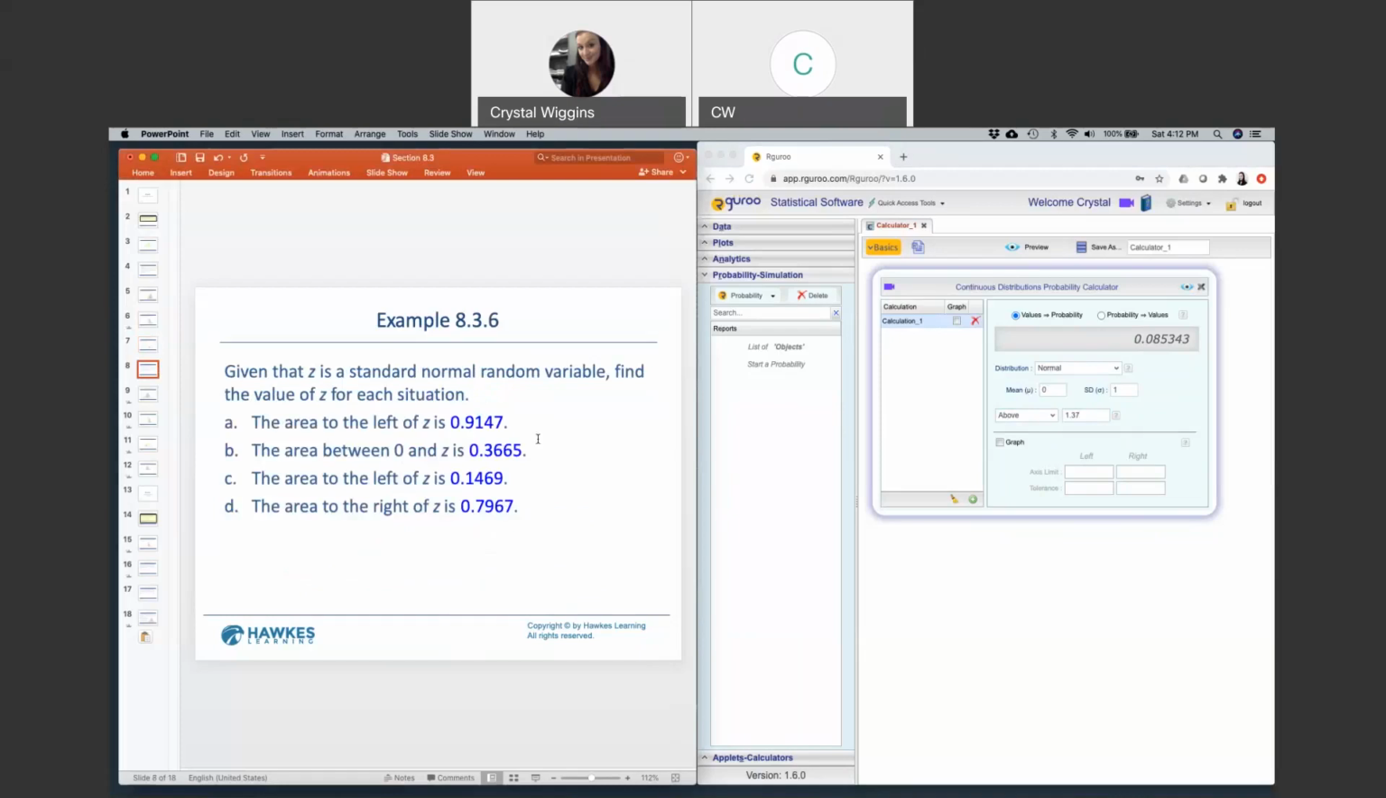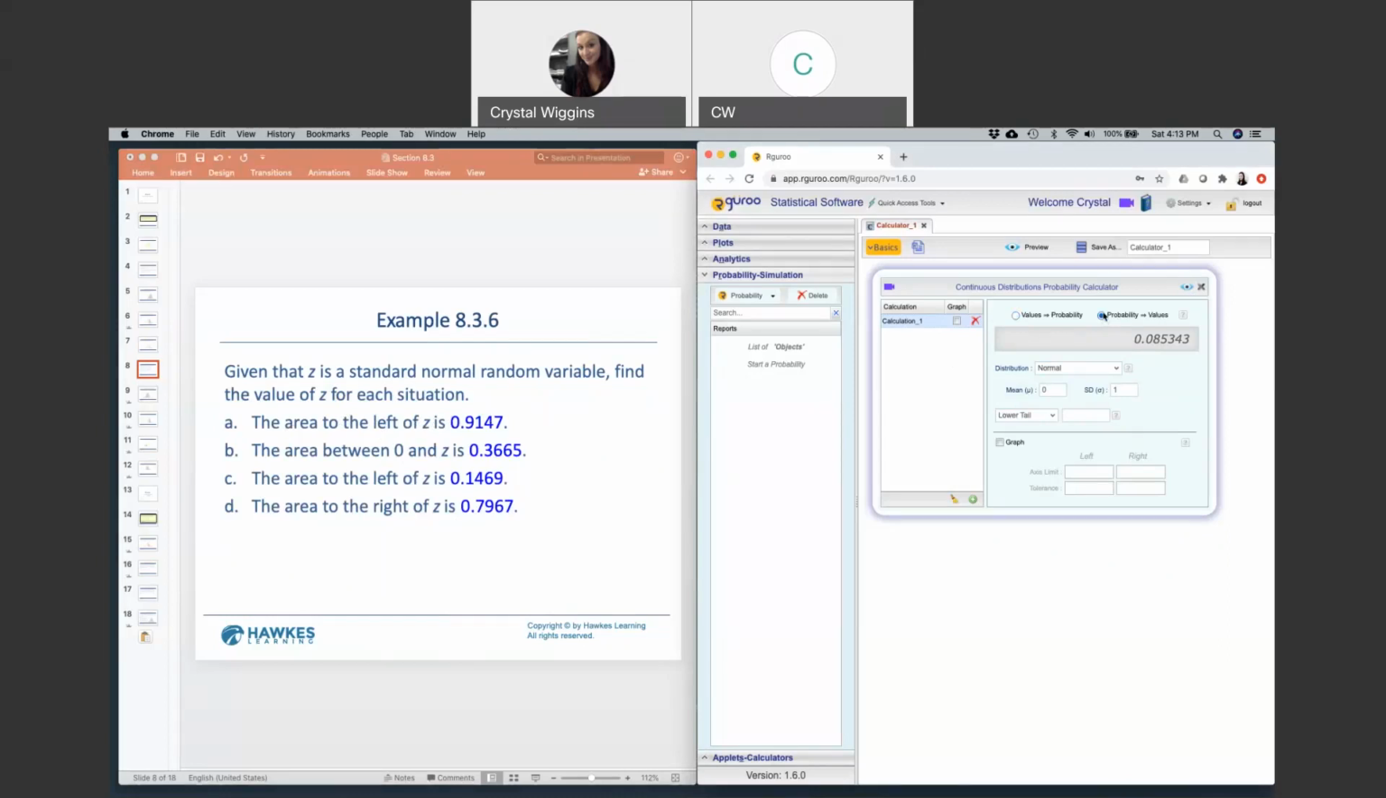Let's try these 4 examples. So let's try the area to the left of Z is. Now notice that these examples are a little different. They are providing us with the area and the direction of the area, asking us to find the Z-score when given a probability on a specific side. So if we come back over here to our probability calculator, we are now going to say, hey, we know the probability. We are looking for values. We're going to switch that up.